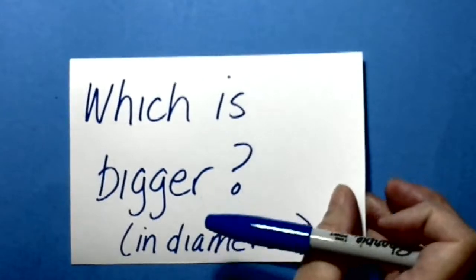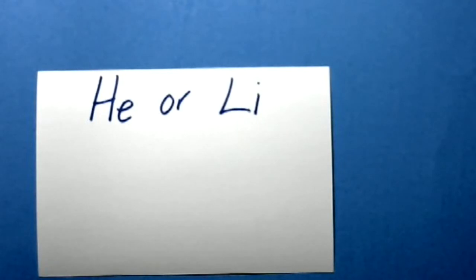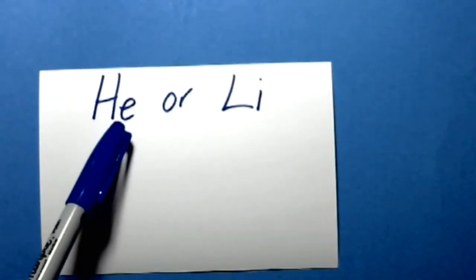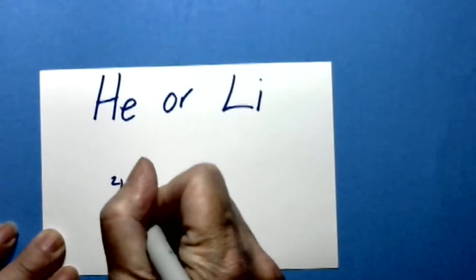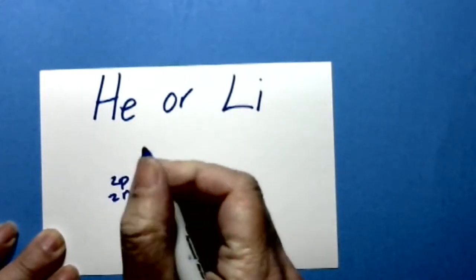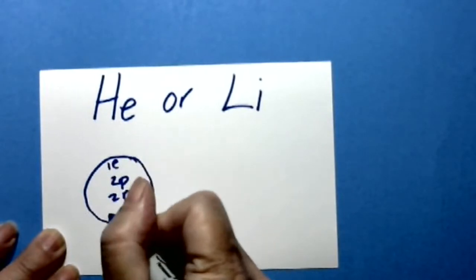So let's try that again, see if you can figure this out. Which is bigger? Let's just take the next element. So which is bigger this time? Helium or lithium? Take a look at your periodic table. How many people said helium? How many people said lithium? Well, let's go ahead and draw them again. I have 2 protons and 2 neutrons, and then I have 2 electrons in the 1s orbital.